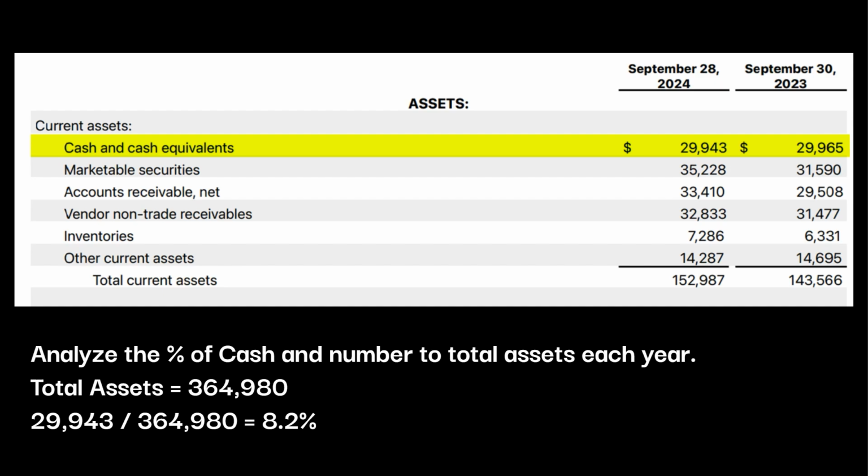And you can also analyze the percent of cash and total assets each year, right? So you can see over here, the cash is 29,943. You can divide that by total assets, which is not shown on this slide, but you can see that percentage and track it year over year. We'll talk about some calculations towards the end of this video, but I just wanted to highlight that.